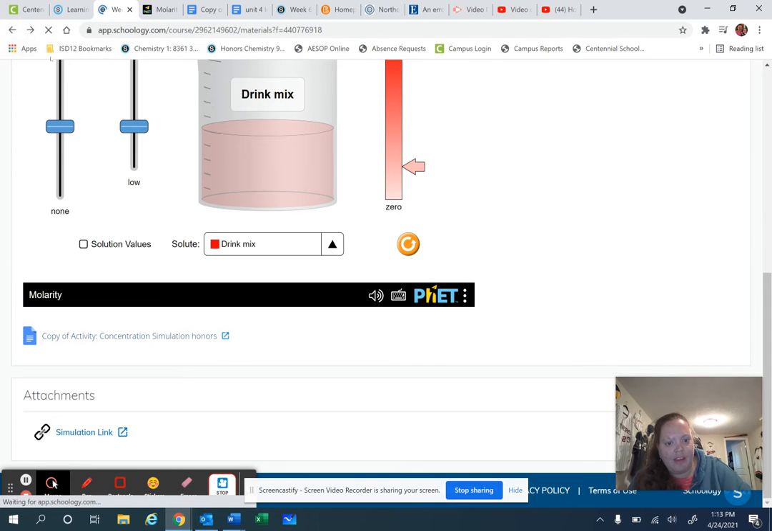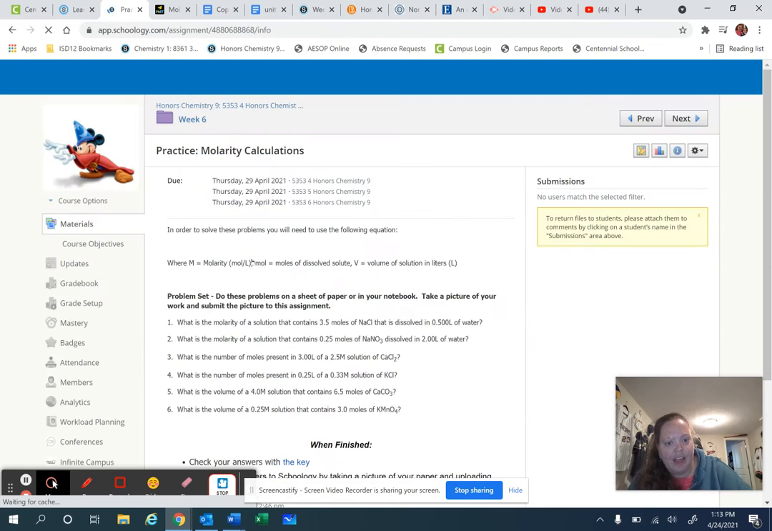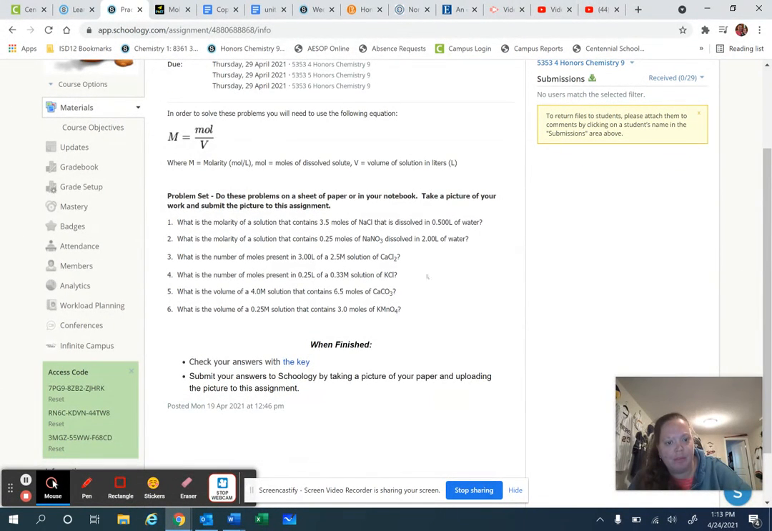And then the other thing that I need you to do is some practice with these calculations. We're going to do the practice, the molarity calculations. So go ahead and click on that, and this will bring you to a set of problems. You've got 6 problems that you need to do. You have to do the math that is there.